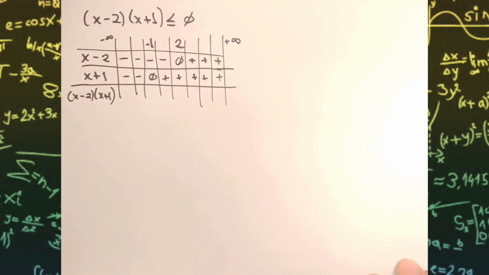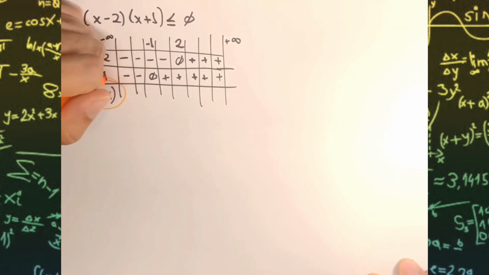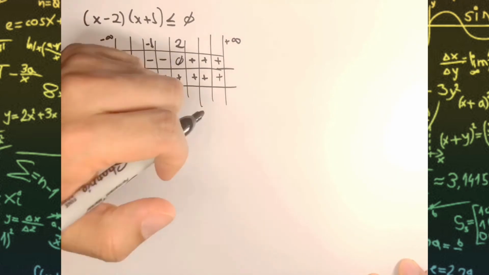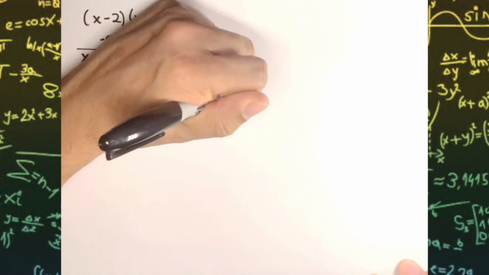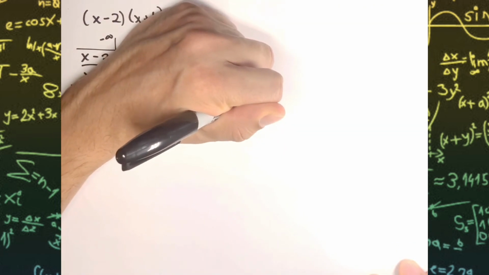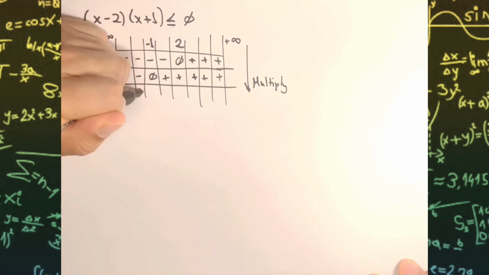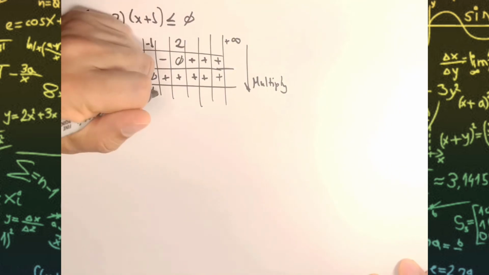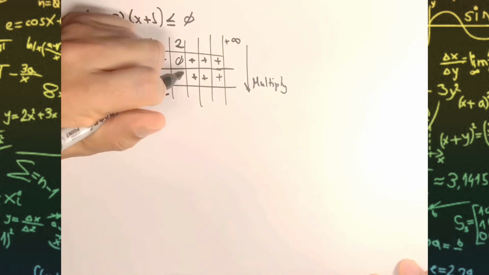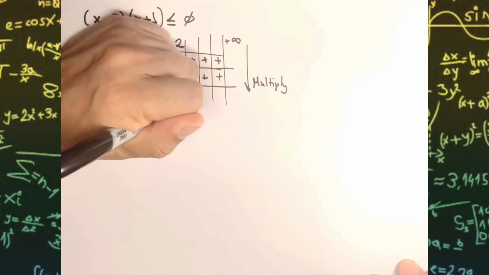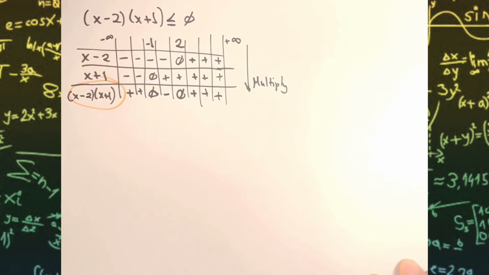And then the multiplication of it, well, we just multiply the factors that we have on top of it. We just multiply both factors because that's what we want to find out. So minus times minus is positive, 0, minus times plus is minus, 0, positive, positive.